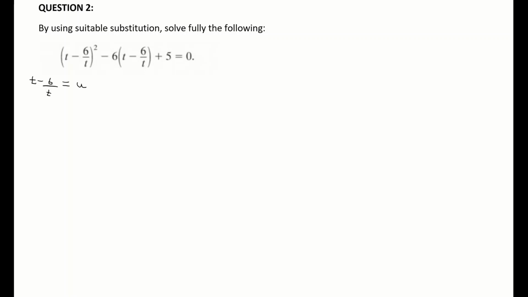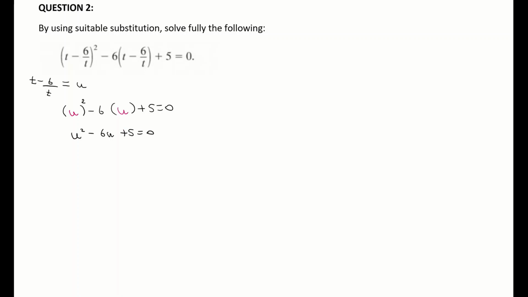And then when I sub that into my quadratic, I'm now changing what's inside the brackets and I'm changing it for the letter u. So I'm just substituting in u instead of t minus 6 over t. And you can see here now that this is basically a quadratic equation. We're used to looking at it with x's, I just have it with a u. And all I have to do now is solve that. So I can take out the brackets there, so that's u squared minus 6u plus 5 is equal to 0.